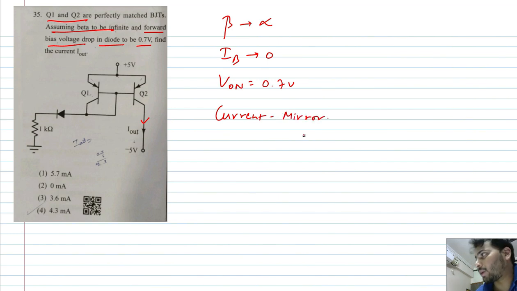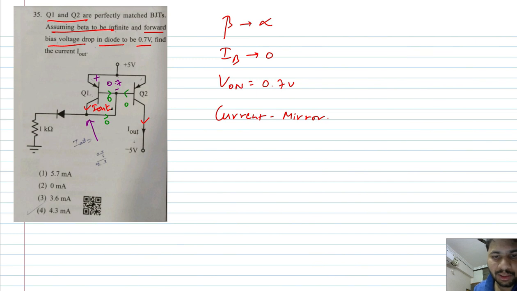So what is the principle of a current mirror? Identical transistors operating in active, connected in parallel, will have the same collector current. So if this is I out, then this will also be I out. And because the base currents are 0, both will be 0. Even this current will be 0. And then this drop will be 0.7.